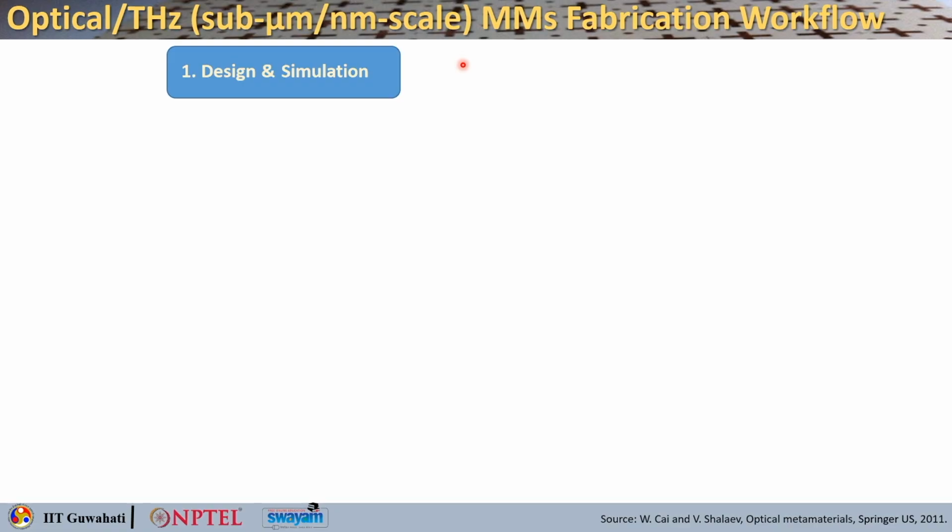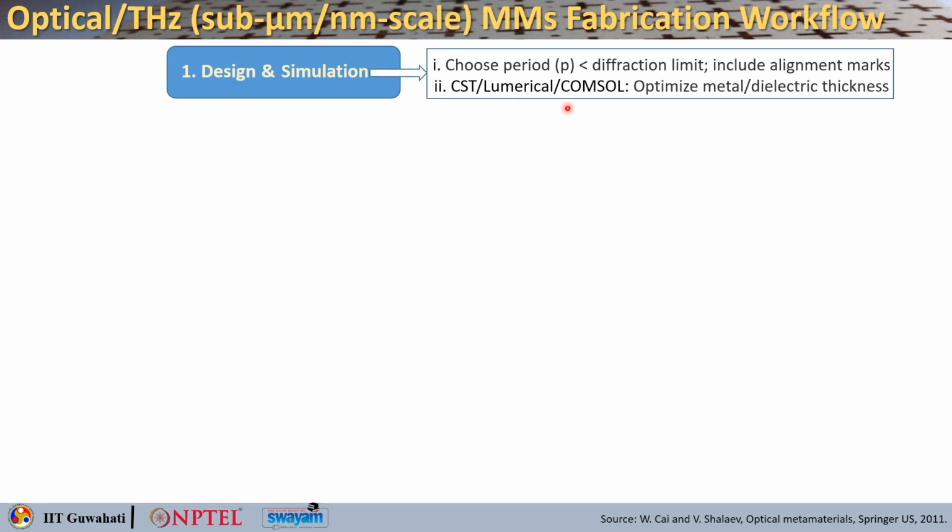Here also the design and the simulation step is the first step. Here you have to set a sub-wavelength period, that is your period is much less than the diffraction limit, and design the structure and optimize the metal dielectric thickness using numerical simulation software such as CST. Numerical is based on FDTD, as I was telling. COMSOL is based on FEM, finite element method. CST is FIT, finite integration technique. These are different commercially available solvers for Maxwell's equations.